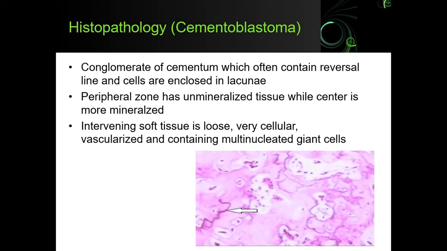Cementoblastoma on microscopy appears as conglomerate masses of the cementum. Within these masses of the cementum, you may appreciate the reversal lines. Cells are seen enclosed within lacunae. This tumor in the peripheral zone has an unmineralized tissue, while the central part of the tumor becomes more mineralized. Soft tissue lying within this tumor is loose, fibrous, vascularized, and may contain some multinucleated giant cells.